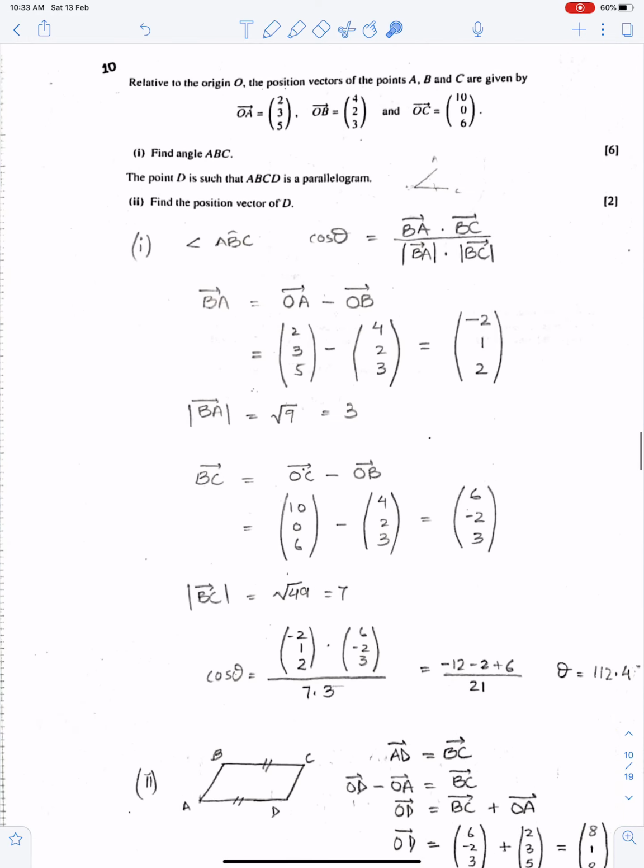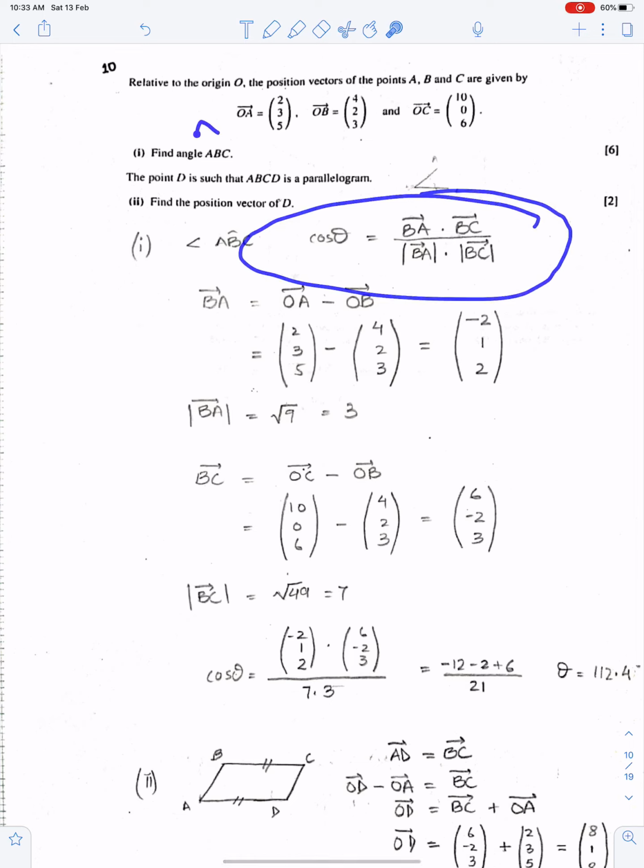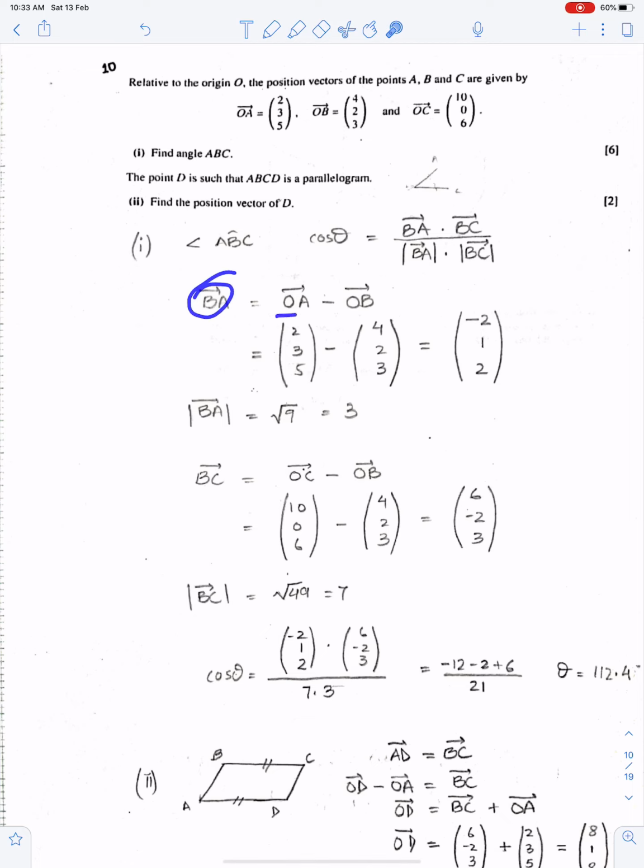Question number 10. Number 1, we need angle ABC. I'm leaving this part. This is the formula, BA dot BC. But first you need to find BA. BA will be OA minus OB, second minus first. In the same way, you need to work for BC. And this is the answer.